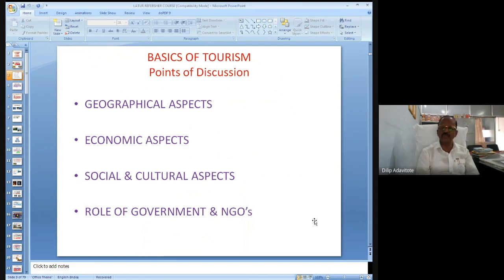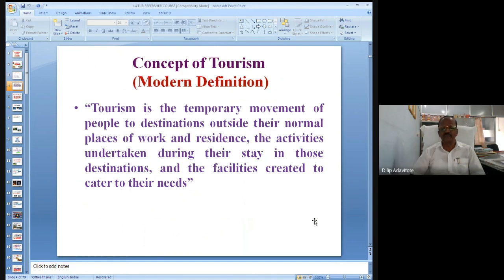As we know, tourism is an event or phenomenon, or we can call it a man-made phenomenon, which plays on geographical aspects. When we are talking about geographical aspects, it is related with economic, social, and cultural aspects also. To build the tourism industry in our country, the role of government, both central and state government, and their policies is important. Along with these, non-government organizations and their role in the development of tourism is also very important, and therefore I decided to speak with you today on geographical, economic, social, and cultural aspects, side by side with the role of government and NGOs.